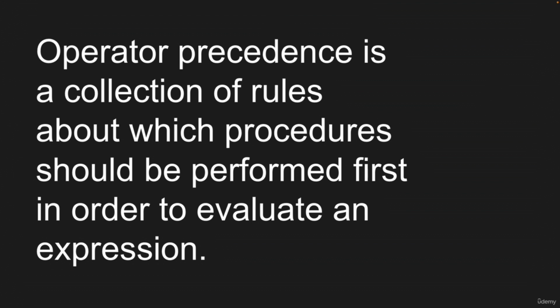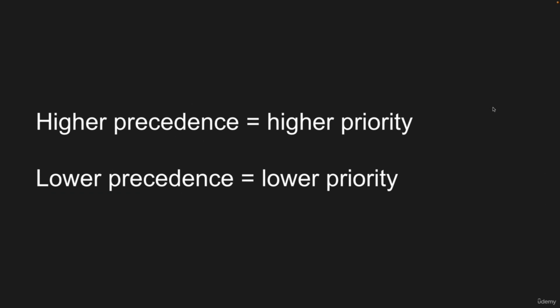Think of it as rules where one calculation or procedure has higher priority than another procedure, so that procedure gets executed first. Some things have higher priority than others, so those higher priorities are first in line. They need to be done first before the lower priority stuff is done. So higher precedence just means higher priority, and lower precedence just means lower priority.